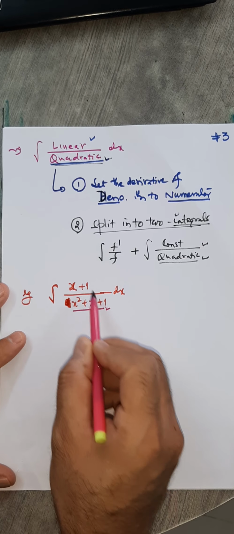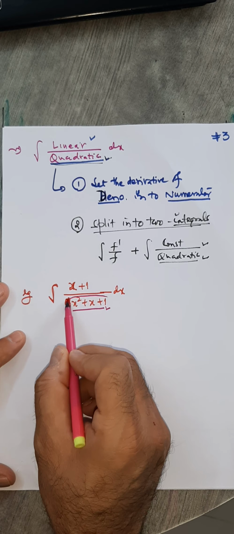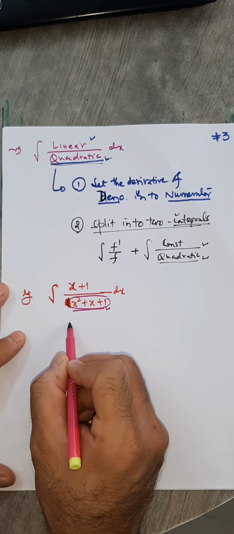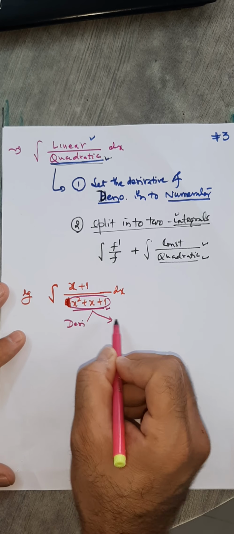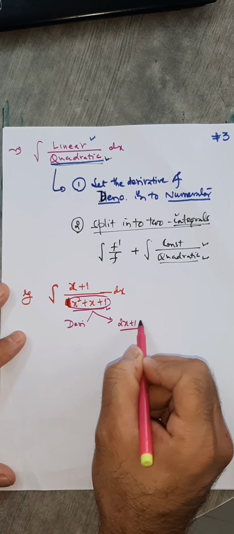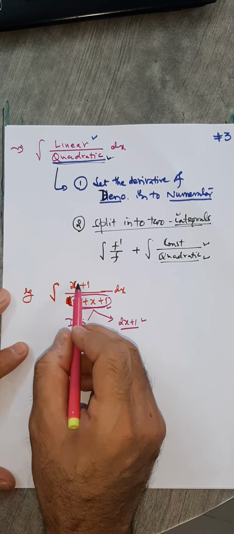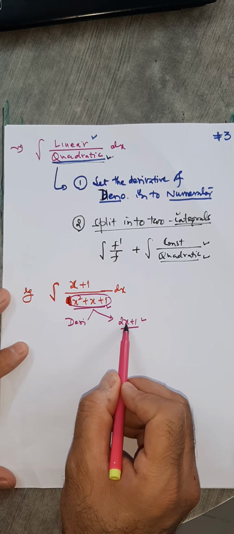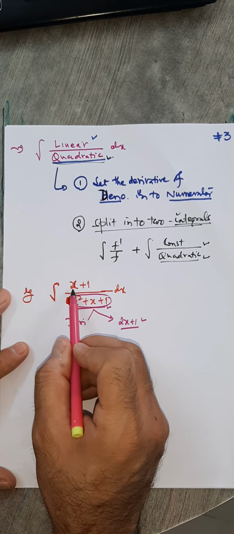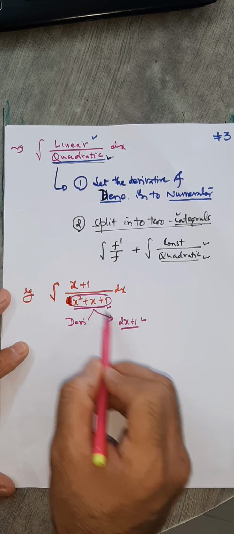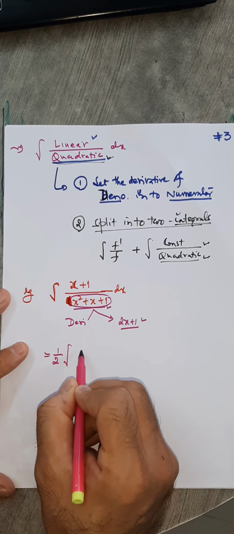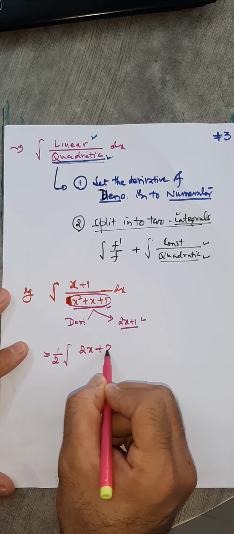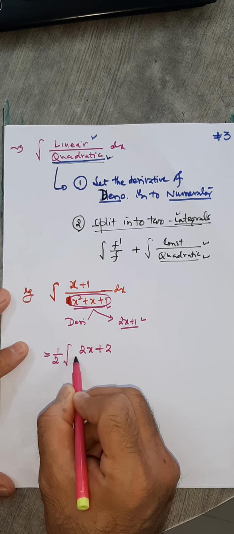Derivative of the denominator you are going to set here. What's the derivative of this expression? It is 2x plus 1. So I want to set that there. Now I need 2x. I cannot write x plus x. Normally variables should not be added. So to get 2, I'll multiply and divide by 2. So it would be 2x plus 2, and that plus 2 I can write as plus 1, remember.